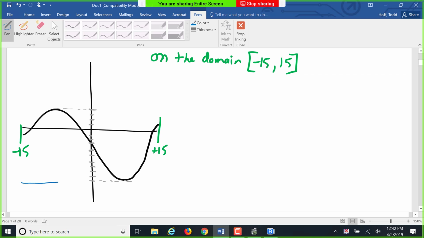Well, the smallest value it takes on is, if you count them out, 1, 2, 3, 4, 5, 6, 7, 8, 9, 10. That's negative 10. What's the largest value it takes on? 4. Does it reach those values? It does. So it's a square bracket. The range is from negative 10 to positive 4, and those values are included. It actually touches those values.